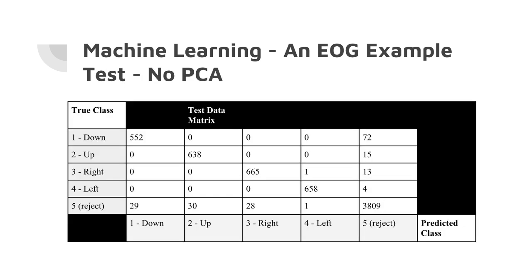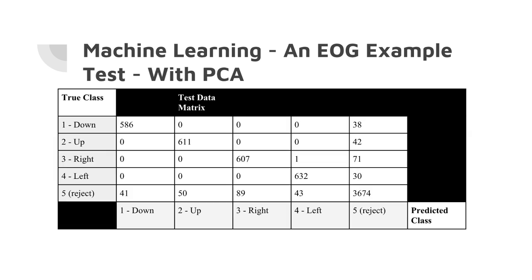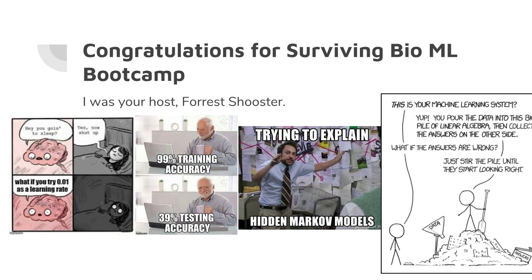To proceed forward, I did this on my test set without PCA, and you can see that almost all of the signals were correctly classified for up, down, left, right. And then the same thing was true with PCA. In fact, in some cases, it was even better with PCA because it was preventing overtraining as well. And so that's pretty much it for your ML boot camp.